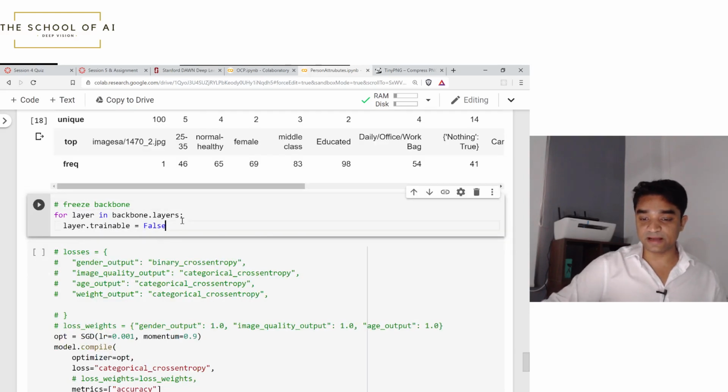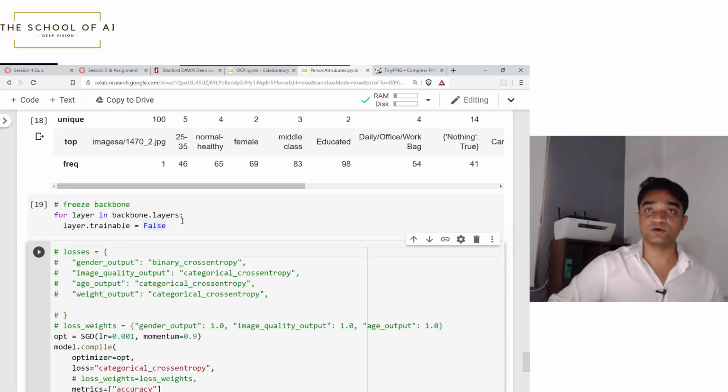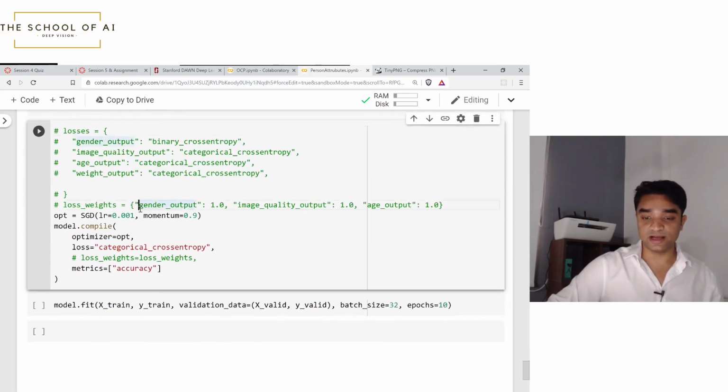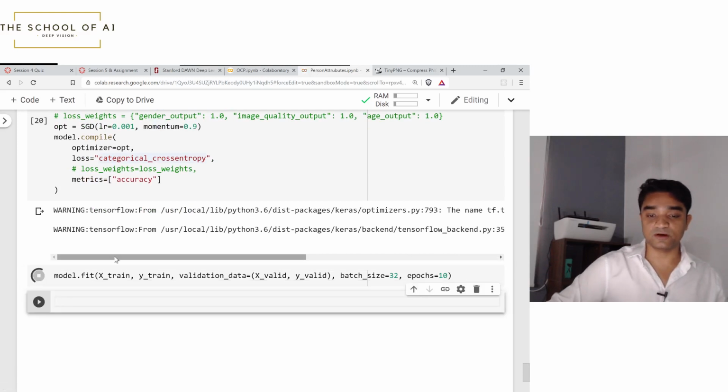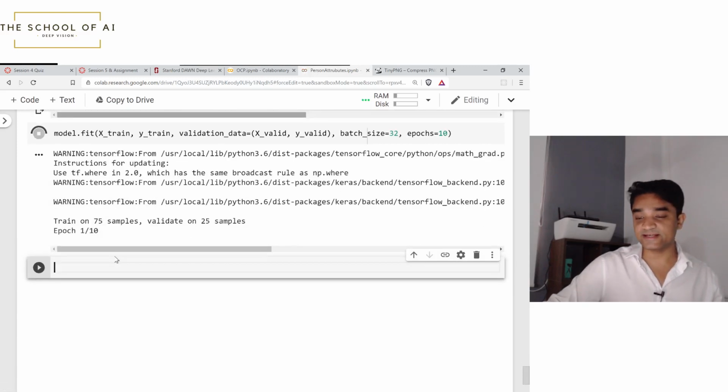I'm going to freeze my backbone. I don't want to train it, so I'm not training the complete VGG. I've just added some layers. I want to train those layers. I'm using SGD, learning rate 0.01, momentum 0.9, and compiling with categorical cross entropy. I've compiled my model, and now I'm going to run. Now, because my data set is small, it's going to take around 10 seconds per epoch, I believe.